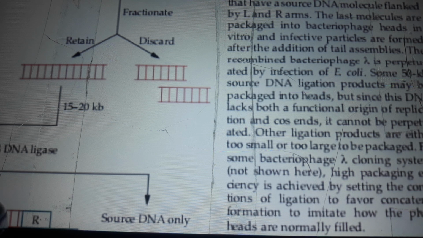infective particles are formed after the addition of tail assemblies. The recombined bacteriophage lambda is perpetuated by infection of E. coli. Some 50 kb source DNA ligation products may be packaged into heads, but since this DNA lacks both the functional region of replication and cos ends, it cannot be perpetuated.